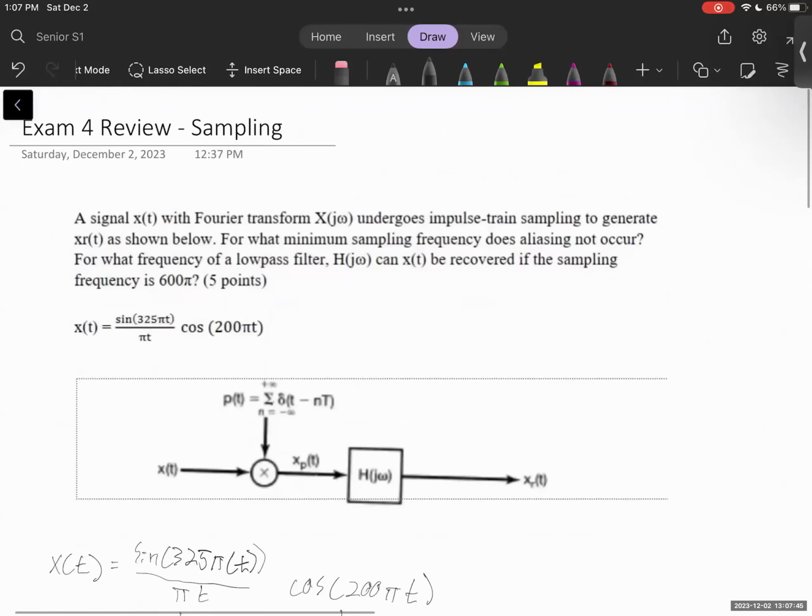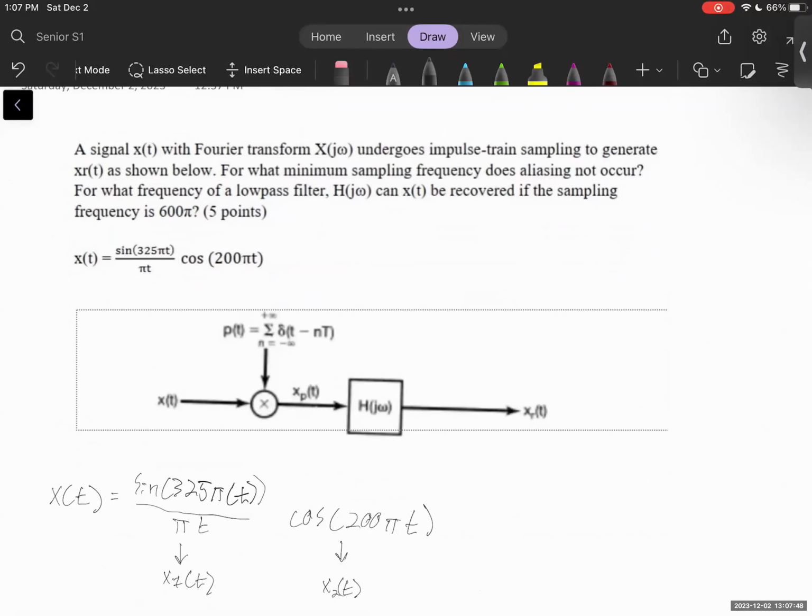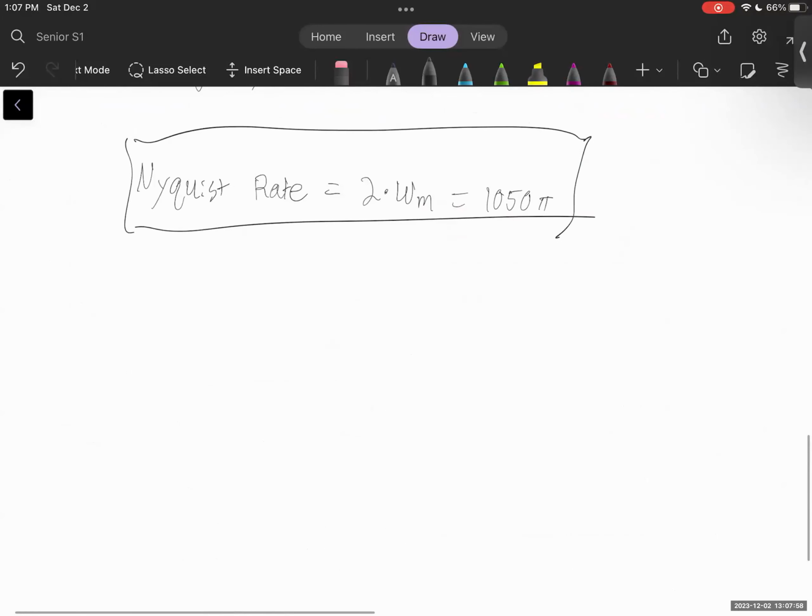So that's the first part of our problem done. Now it asks us, for what frequency of a low pass filter can x of t be recovered if the sampling frequency is 600 pi? So we have a sampling frequency of 600 pi. Immediately, alarm bells should be going off in your head, right? We just calculated our Nyquist rate, which is the minimum frequency we need for aliasing to not occur. It's 1050 pi, right?